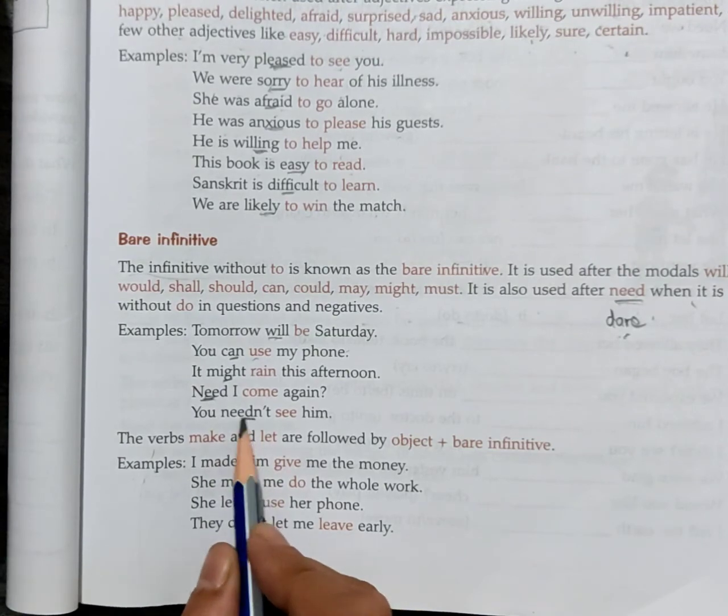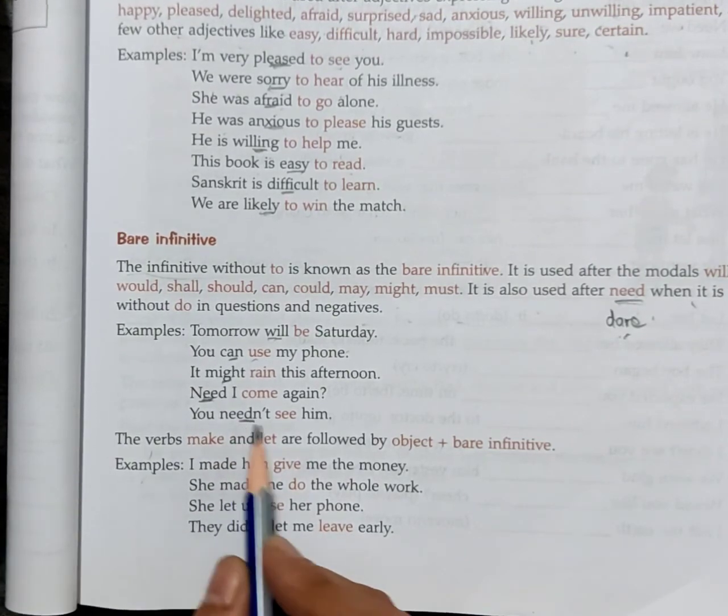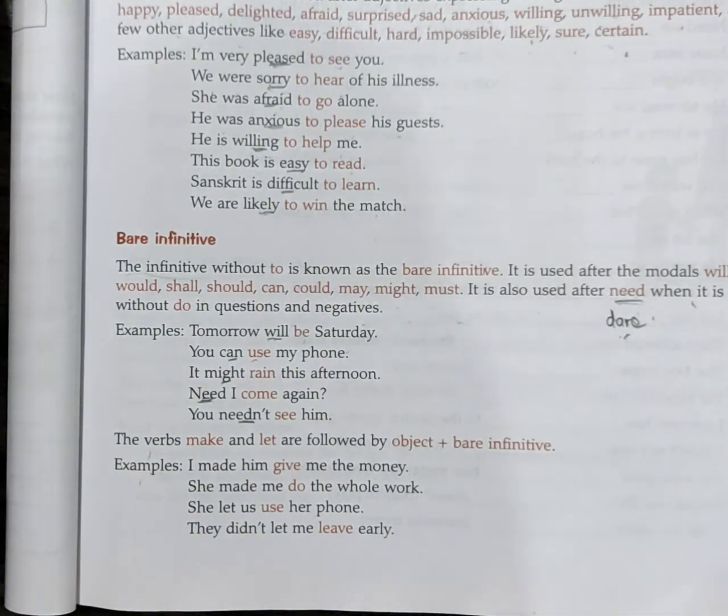You needn't see him. Negative sentence and need. So negative and question sentence. If need is there, you have to take it as a modal auxiliary and you don't have to put "to". Next rule. The verbs make and let are followed by object plus bare infinitive.